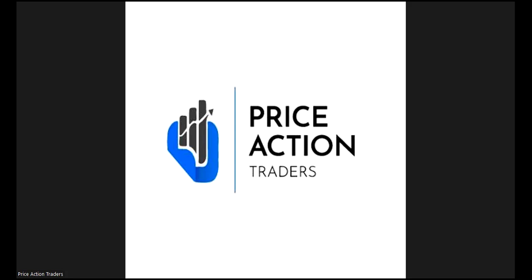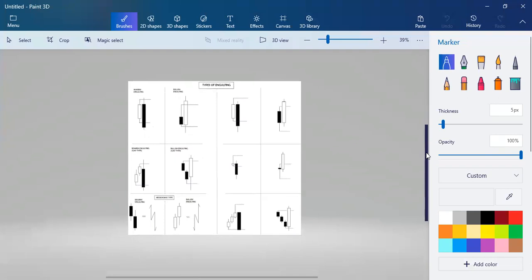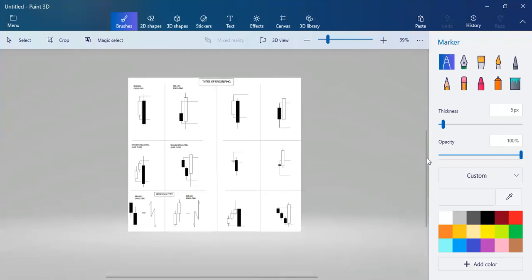About the engulfing pattern. Before we go there, you must first familiarize yourself with the different types of engulfing, the varieties and variations of the engulfing pattern, so that when you see an engulfing, you can easily recognize it. If you are still unsure, go back to the manual, it's inside the manual. Then you have a pattern like this.